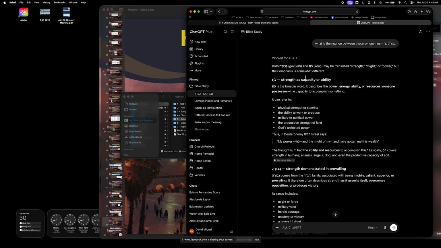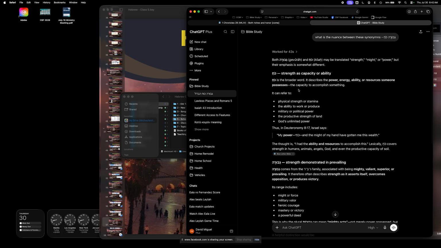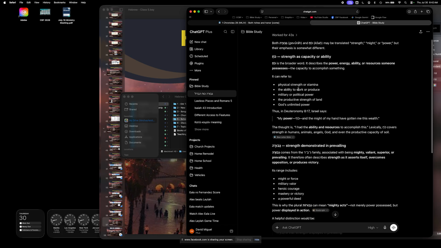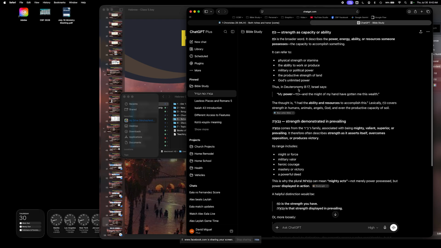We've got our breakdown. Both Gebura and Koach can be translated as strength, might, and power, but their emphasis is somewhat different. Here's our nuance. When you have two words together like this, two synonyms back to back, they're not accidental. There's intention in it. What's the intention? The word Koach carries the idea of a broader strength, power, the resources someone possesses, their capacity to accomplish something, their physical strength, their ability to produce military might.